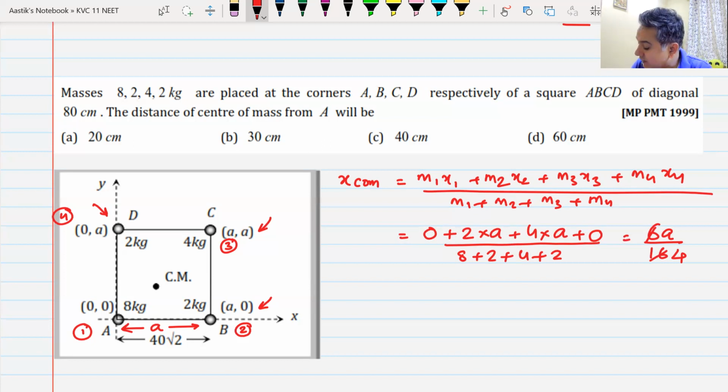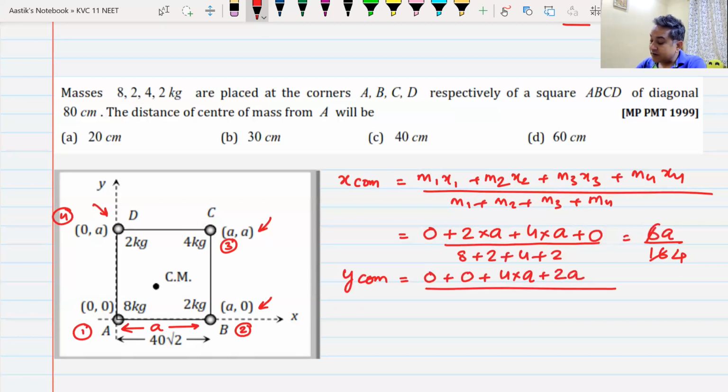Okay, similarly, you can find the y position of the center of mass. Now, how will I find the y position of center? m1 into y1, which is 0. m2 is 2 kg, y coordinate is 0. m3 is 4 kg, y coordinate is A. m4 is 2 kg, y coordinate is also A, divided by 8 plus 2 plus 4 plus 2. So this also becomes 6a by 16.